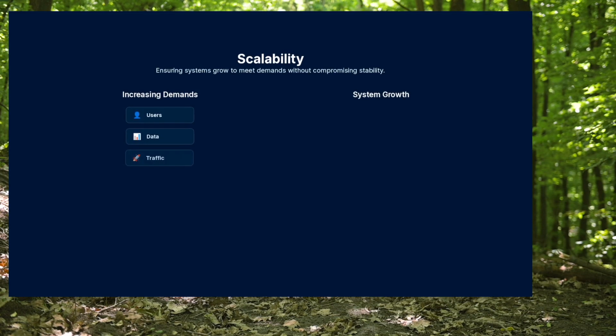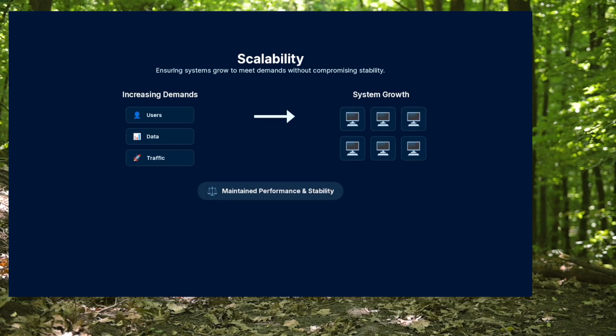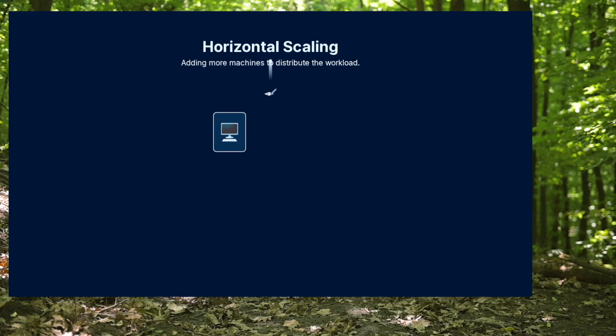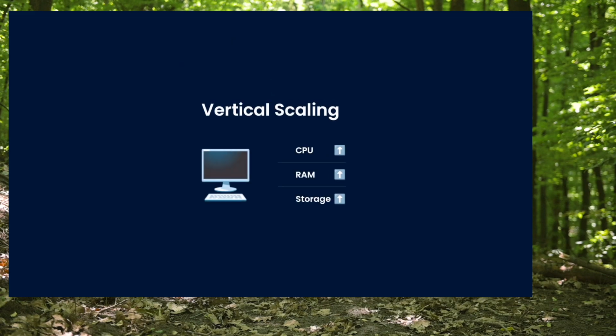Scalability ensures that a system can grow to meet increasing demands without compromising user experience or system stability. One primary method is horizontal scaling, which involves adding more machines to distribute the workload. This approach contrasts with vertical scaling, where you upgrade the resources of a single machine. Horizontal scaling offers greater flexibility and resilience, as the failure of one machine doesn't bring down the entire system.